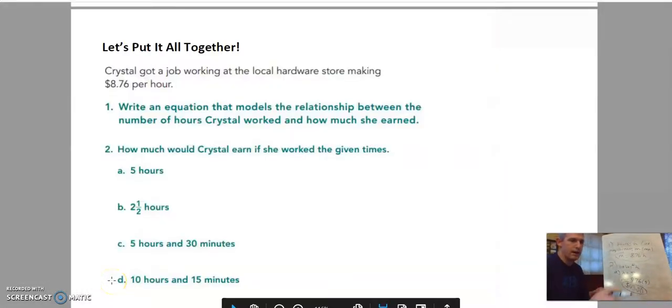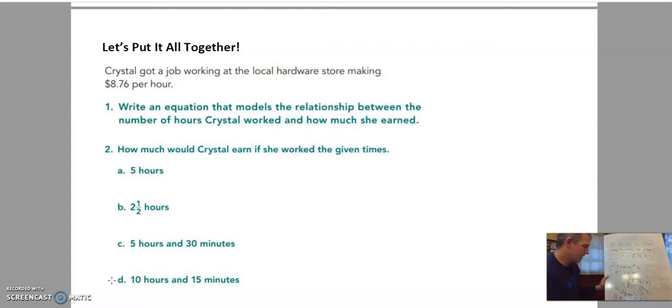B is 2.5 hours. Okay, so with B, I could use 2.5, because 2.5 hours is the same as 2.5. Same thing with C. It says 5 hours and 30 minutes. Well, remember, 30 minutes is a half an hour. So I could do 5.5. And with D, I could do 10 hours and 15 minutes.